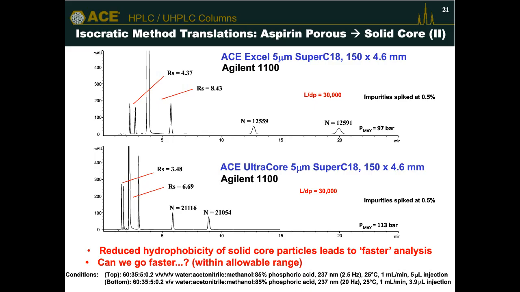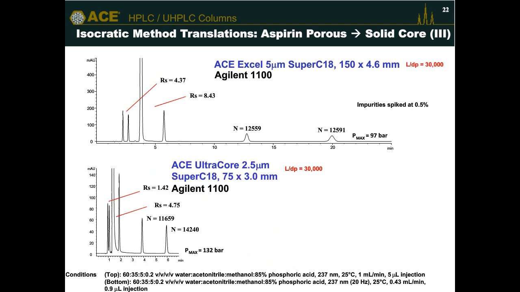So we could speed this up using the translation principles that we've already learned. In this case, we went for a 75mm column, so halved the column length. We halved the particle size, so now went to a 2.5 micron instead of the 5. And we reduced the column ID from a 4.6 mil to a 3.0. Now, this actually lost the resolution for the early eluting peaks.